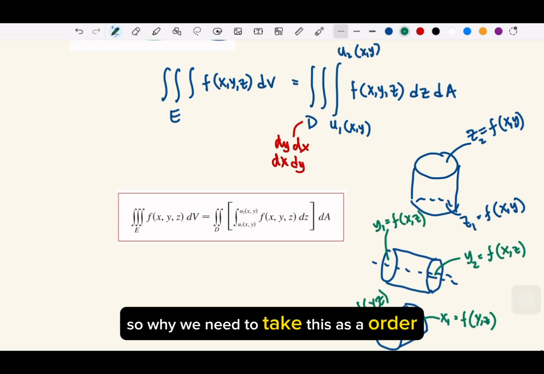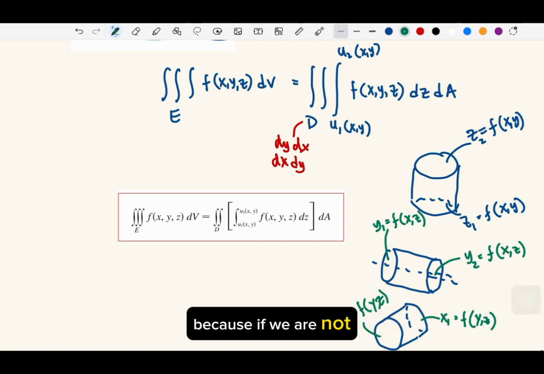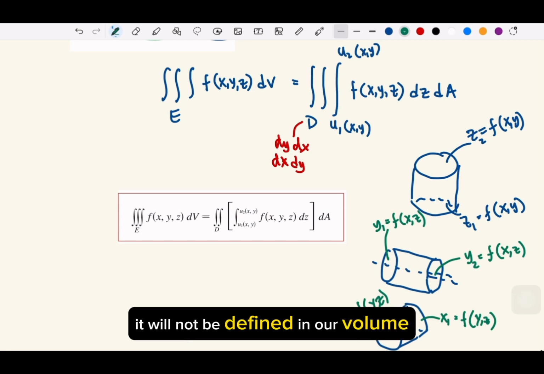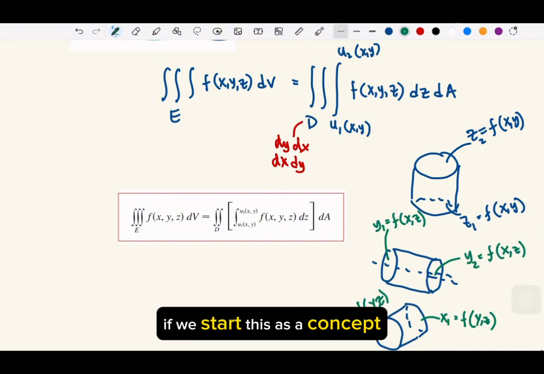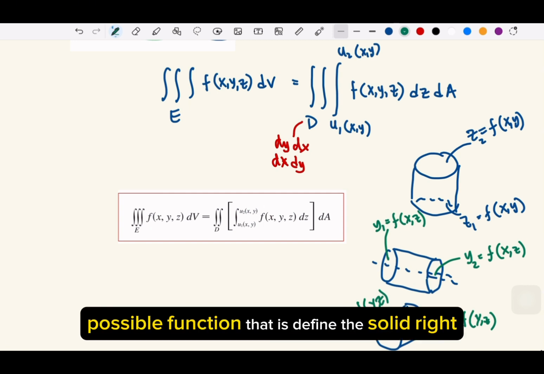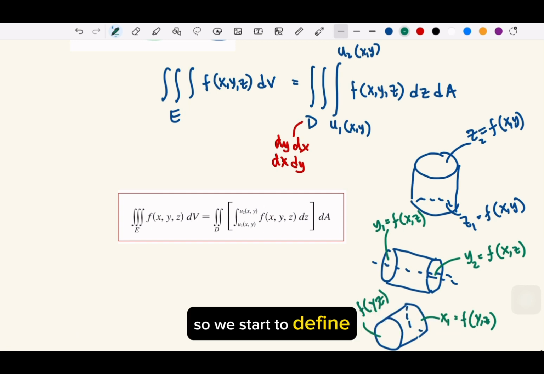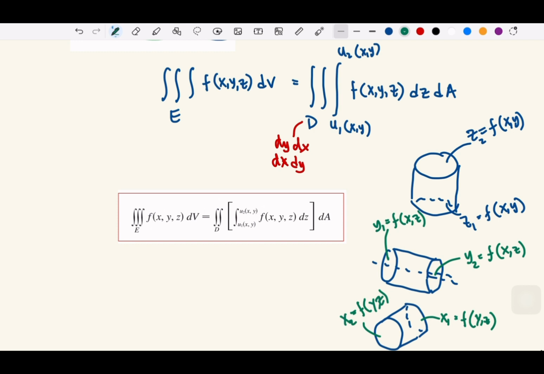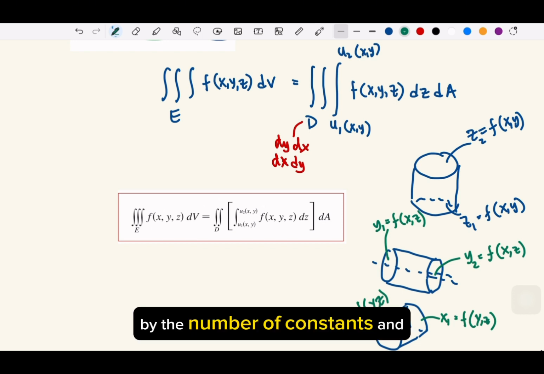So why do we need to take this as an order? Because if we are not doing this order, it will not be defined in our volume. For example, if we start with a constant, then we are not going to define the boundary for every possible function that defines the solid. So we start to define the solid by taking the function of two variables, the surface, first, then the single variable, and then finally the rest will be the constants. And if you see how we process the integrations, if we do the constant first, it will not be solvable.